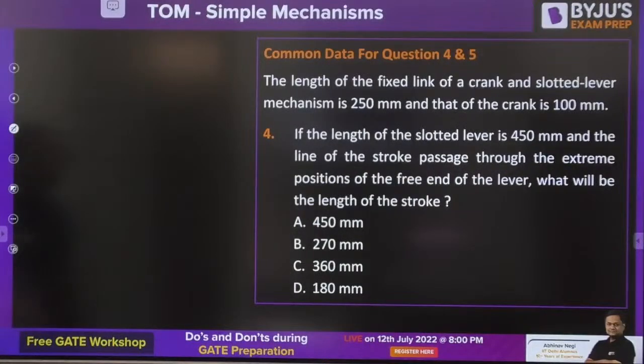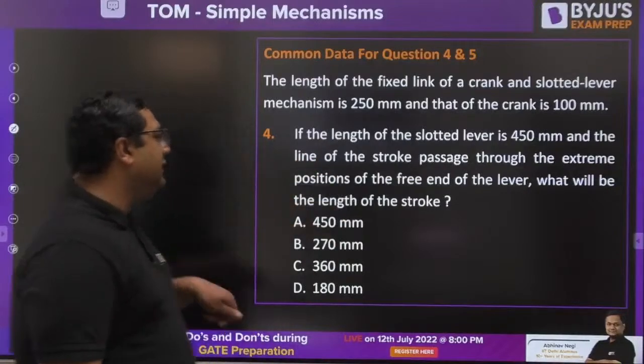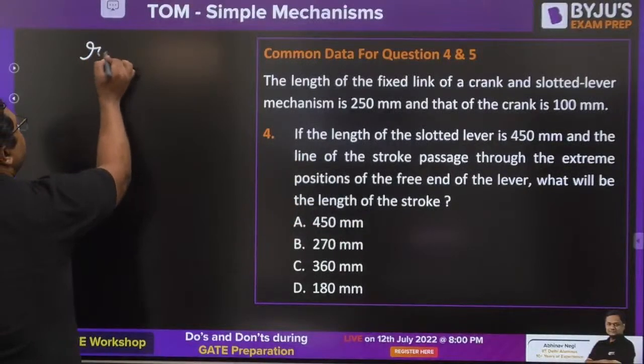Yes, this is the same data given, and here they are saying that R is 100 mm.